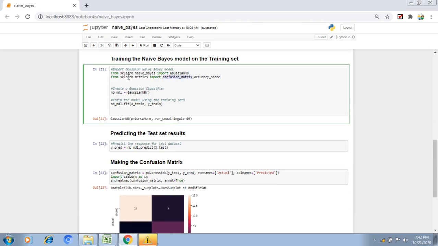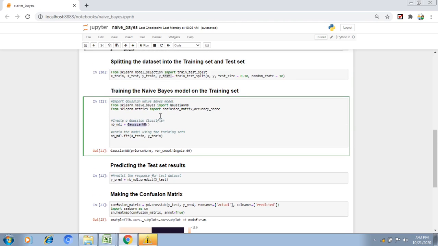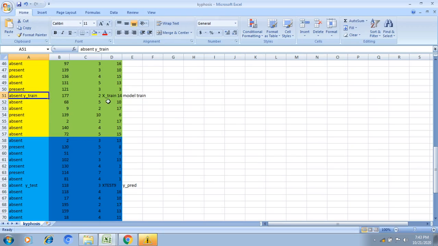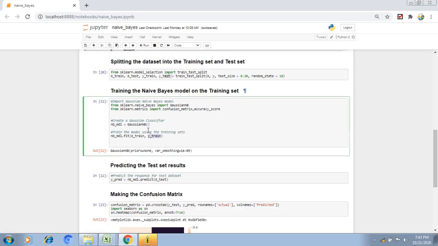Here this is my object I'm creating. I'm accessing my class Gaussian Naive Bayes, just creating my object. Within the class I'm calling fit. This is my method to train the model. Object dot fit is my method. I'm passing the x train and y train to the model, so that the model training is done. The model training is done, so that we can predict.